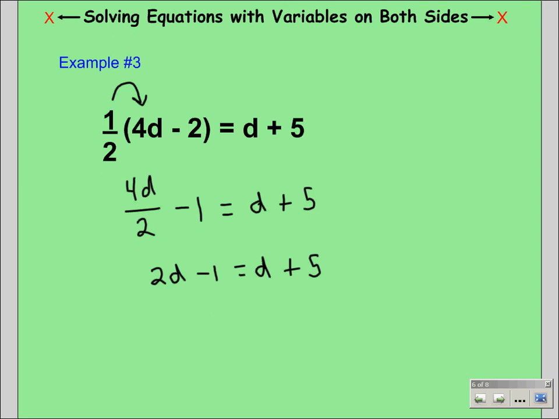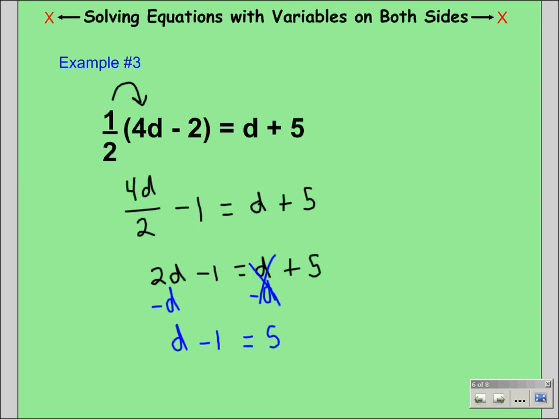Now it looks like one of the problems we dealt with before in this lesson. Because we have two d's on the left side, we're going to go ahead and combine this d with it. To get rid of it, we'll subtract the d. We'll subtract a d over here also to keep it balanced. These d's will cancel out, and we will have d minus 1 on this left side equals 5.